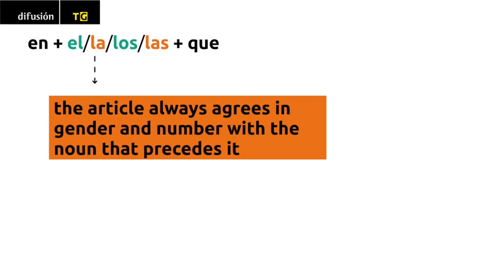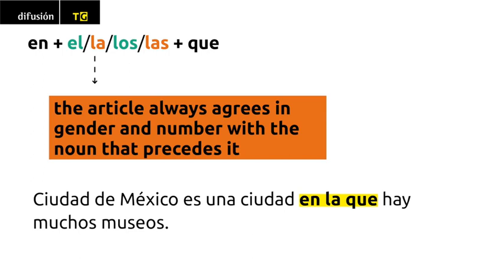Look at the following sentence. Ciudad de México es una ciudad en la que hay muchos museos. Here the noun is ciudad, which is feminine and singular, so the connector therefore will be en la que, as we can see.